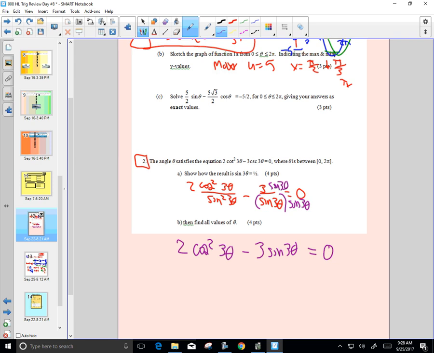I'm going to take Kurt's advice here and just so it looks a little nicer, 3 theta equal to m. So this is just going to be 2 cosine squared m minus 3 sine of m equal to 0. Okay. There's got to be something we can do. Got to be.